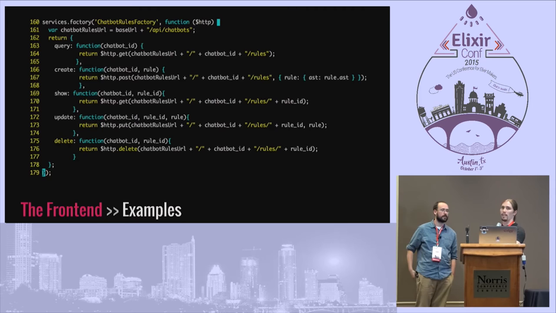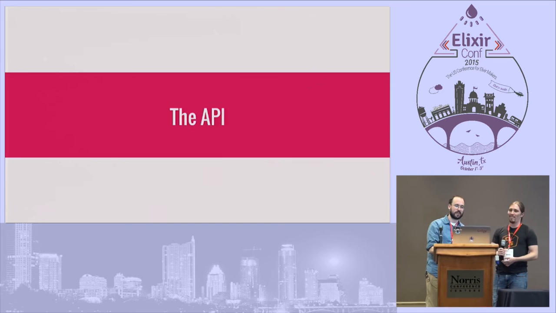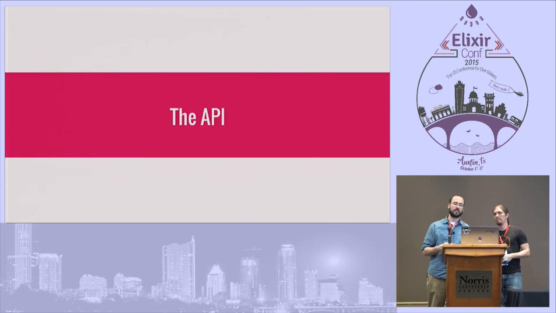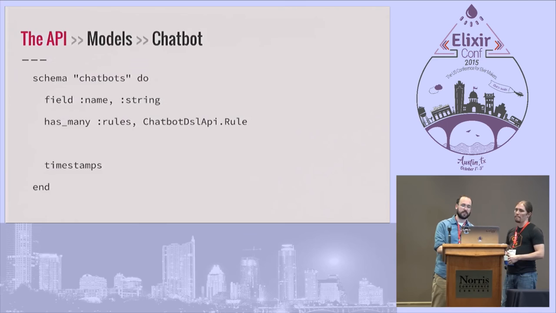So that's the front end. It interacts with the API. Our main rules engine that we talked about initially is a separate OTP application, and our API is just a small Phoenix application that interacts with our rules engine application. This is our database-oriented representation of a chatbot. It's basically the same as you saw in the OTP app. As you can see, it's just a name and list of rules. Every time a new one is added or the details change, we restart the gen server associated with this chatbot.